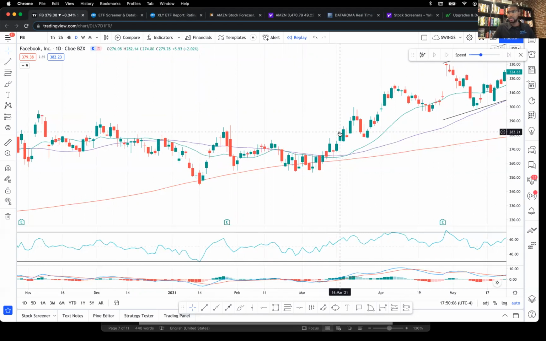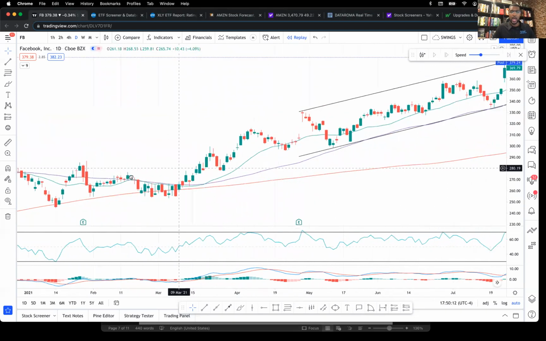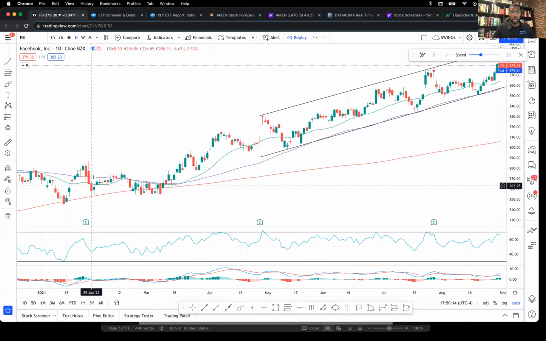Now we're in a stage 2. That would be a great entry for an investor. If I was an investor and I jumped into Facebook at this stage 2 breakout, I would have been in position to make a large amount of money if I was still inside of this Facebook trade, right?